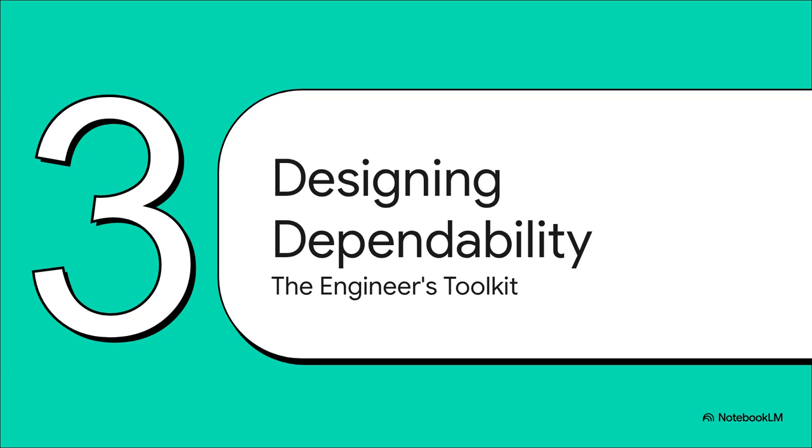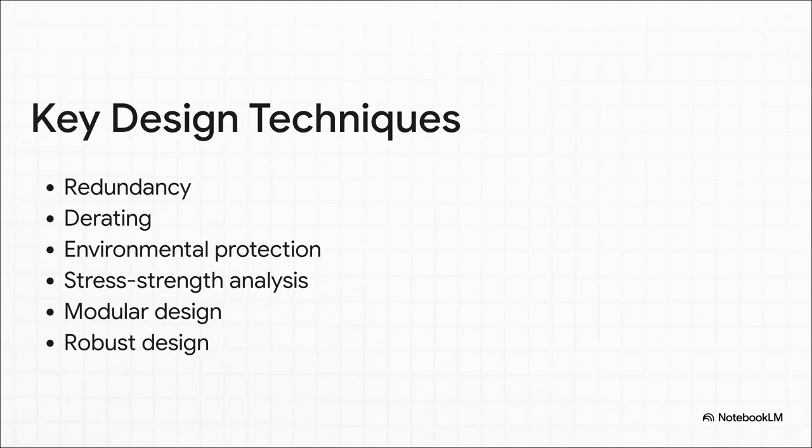All right, so we've got our definitions, we've got our metrics, but how do you actually build this stuff into a product from the get-go? Let's take a look at the engineer's toolkit. Engineers have this whole bag of tricks they use to prevent failures before they can even happen. For example, redundancy is just what it sounds like. Having backup systems. Think about airplanes having multiple engines. Derating is another cool one. It means you deliberately run a component at, say, 70% of its maximum power, just to reduce stress and make it last way longer. It's all about being proactive and designing failure out of the system from day one.